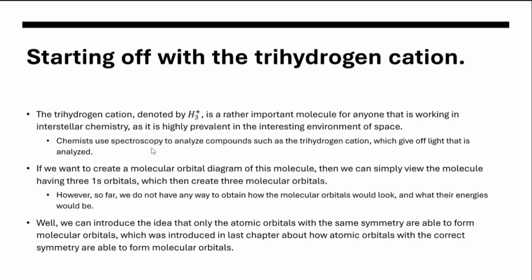Now, these interstellar chemists use spectroscopy to analyze compounds such as the trihydrogen cation, which give off light that is later analyzed. If we want to create molecular orbitals of this molecule, then we can simply view the molecule as having 3 1s orbitals, which then create 3 molecular orbitals. However, so far, we don't have any way to obtain how the molecular orbitals will look with current approaches, and what their energies would be. We can introduce the idea of symmetry orbitals, and how these symmetry orbitals are able to form molecular orbitals.